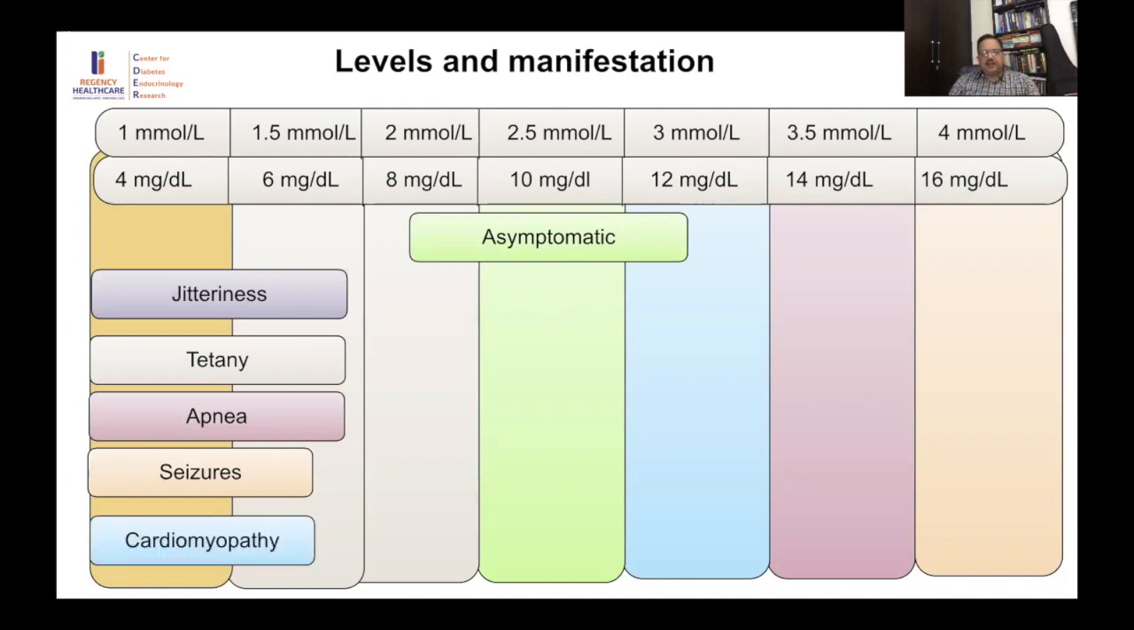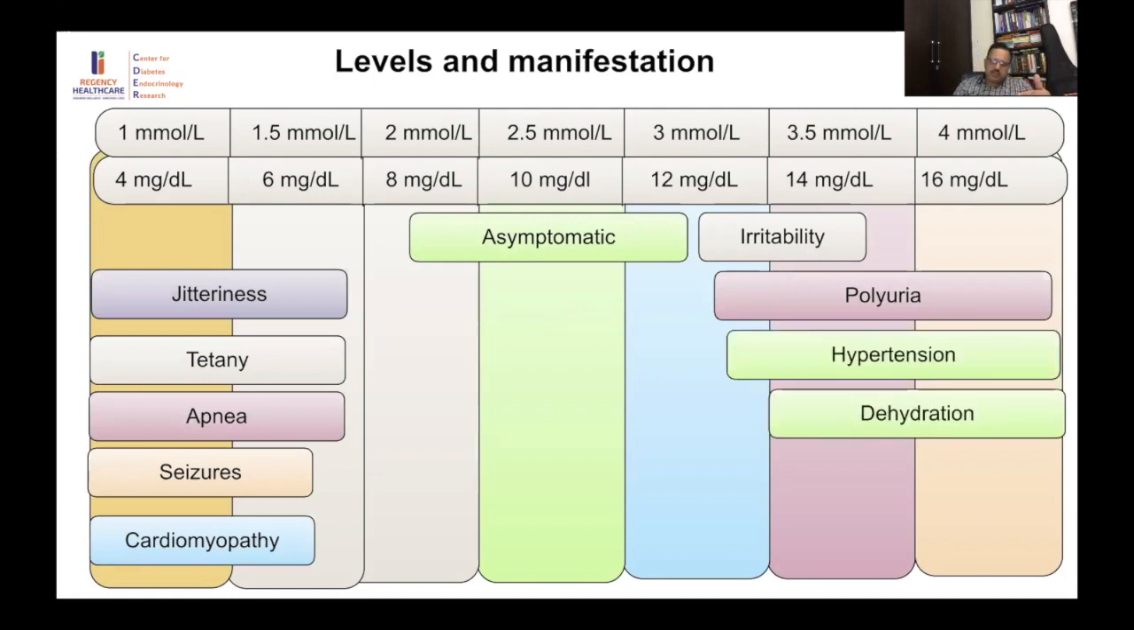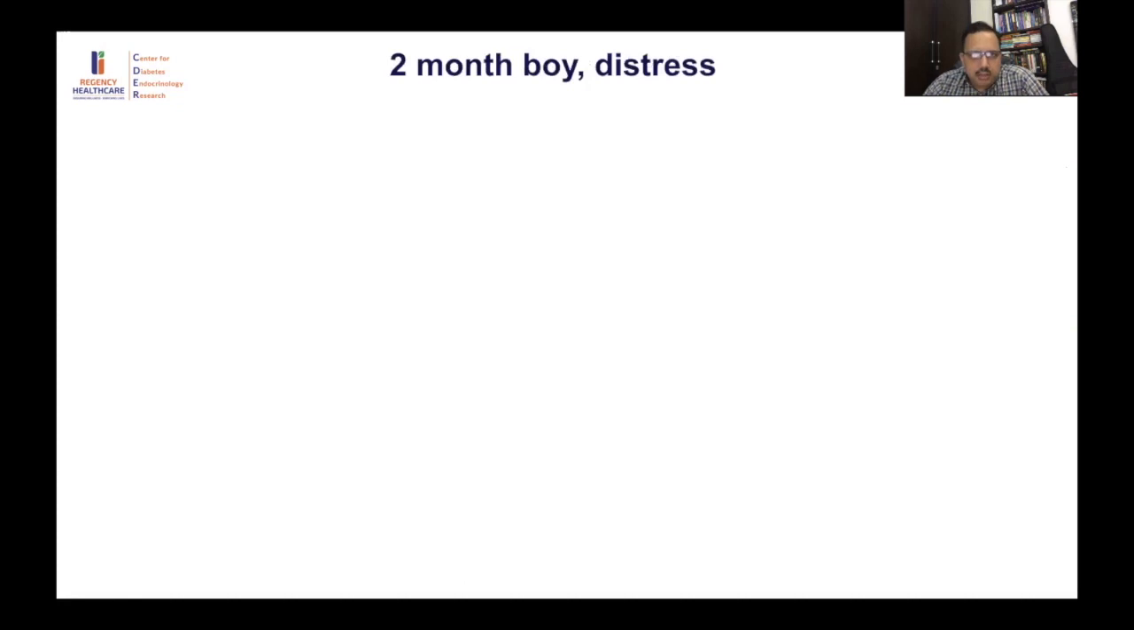Cardiomyopathy, again, a late effect. What about hypercalcemia? Irritability starts from around 12, polyuria from around 13, hypertension from around 13, dehydration sets in from around 14 milligrams per dL, and encephalopathy beyond 15 and 16, and these could be severe situations, particularly seizures. So the manifestations will depend upon the calcium levels, but we need to be careful in terms of the situation we are dealing with in this perspective.